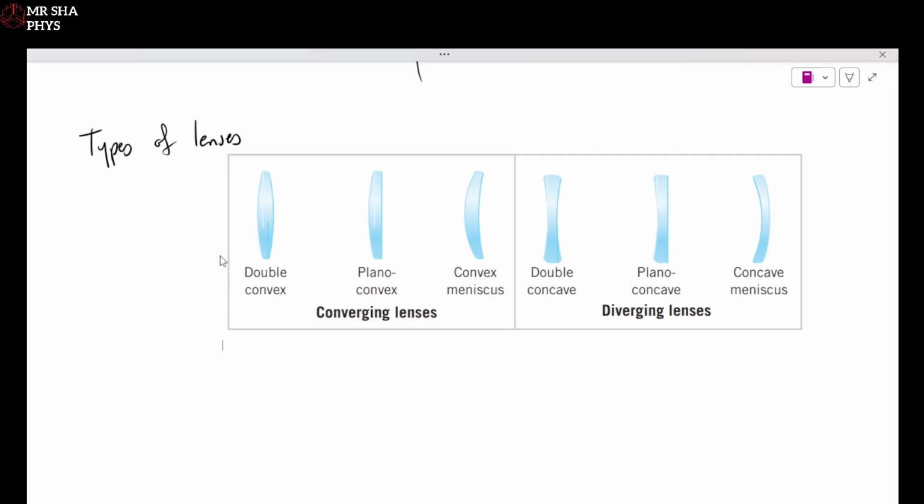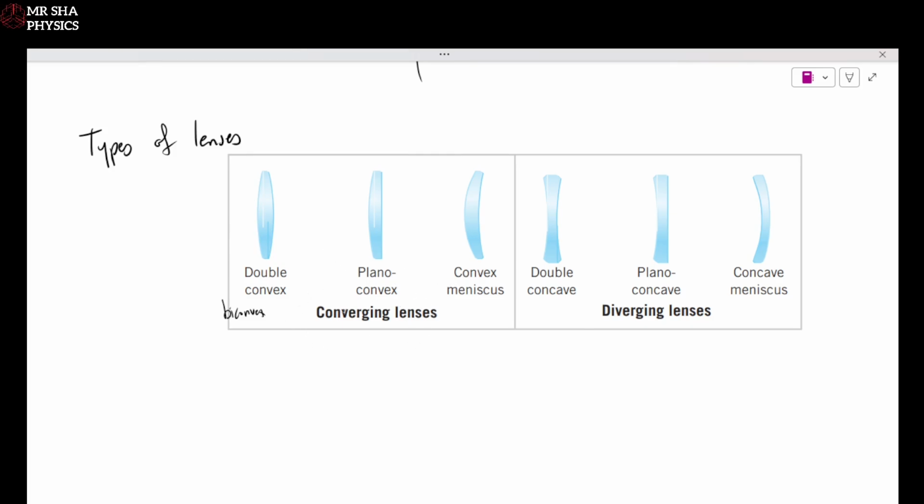So at this point I want to talk about types of lenses. These are the main types of lenses. We can see there are converging lenses as well as diverging lenses. Okay, so a double convex lens, which is just called a biconvex lens as well.